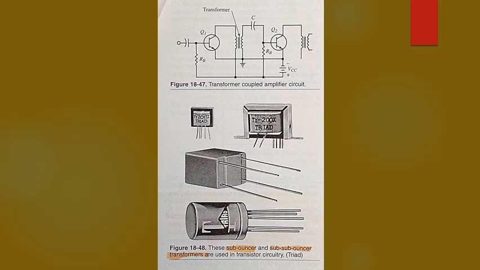The purpose of capacitor C in the transformer coupling circuit in figure 18-47 up top is to block the DC bias voltage of the transistor from ground. Note that if C is left out, the transistor base will be grounded directly through the transformer secondary.